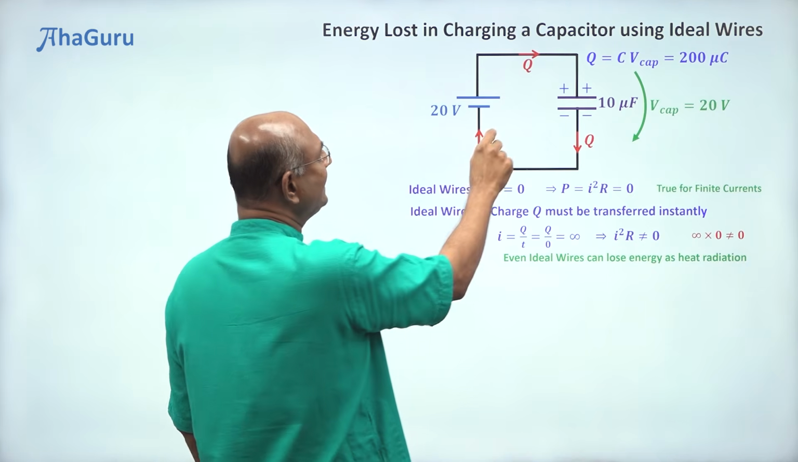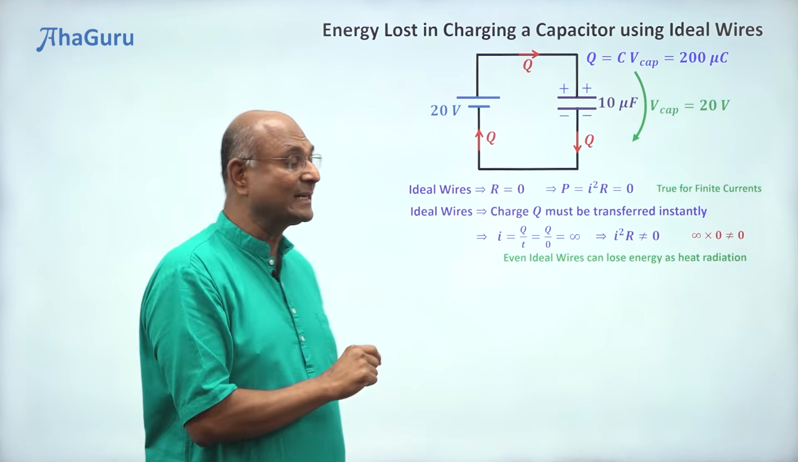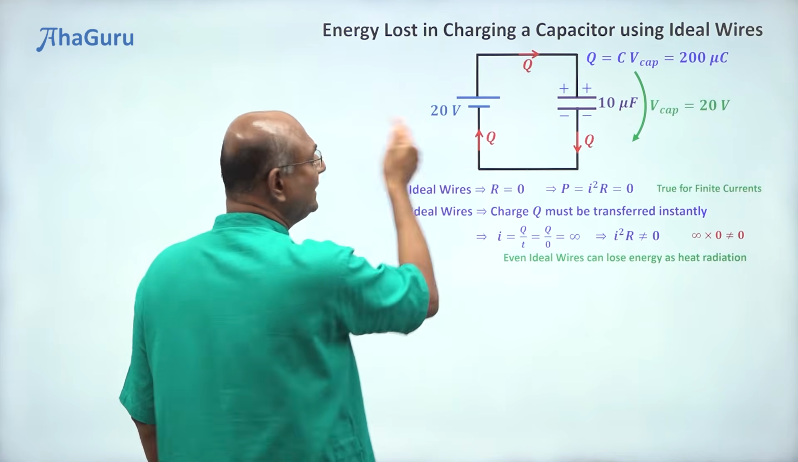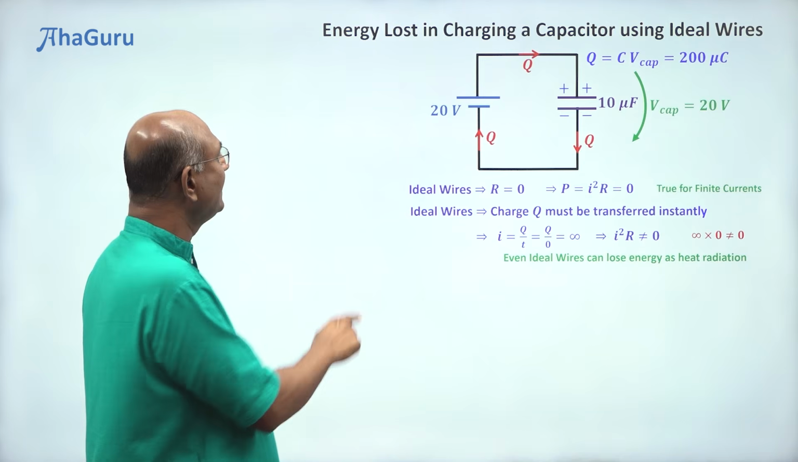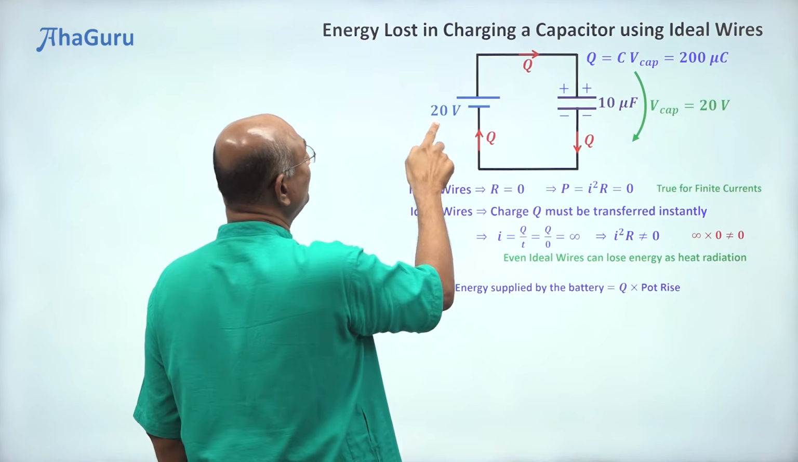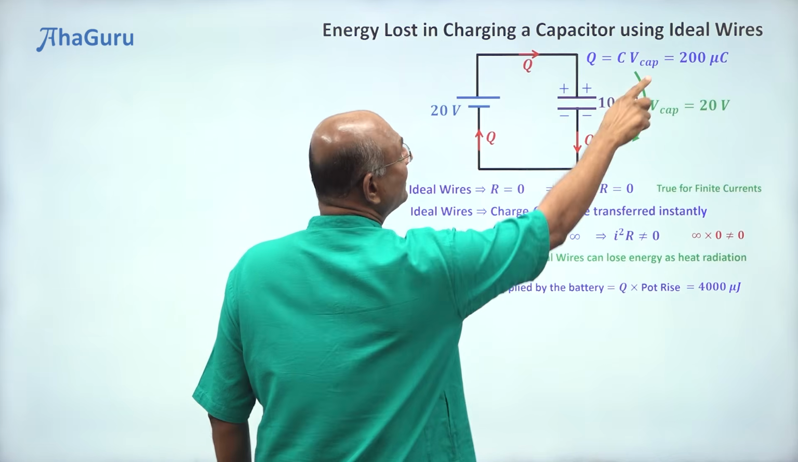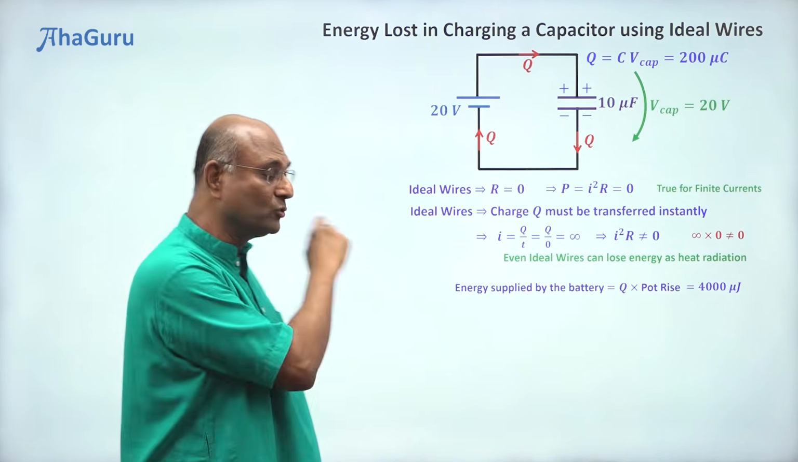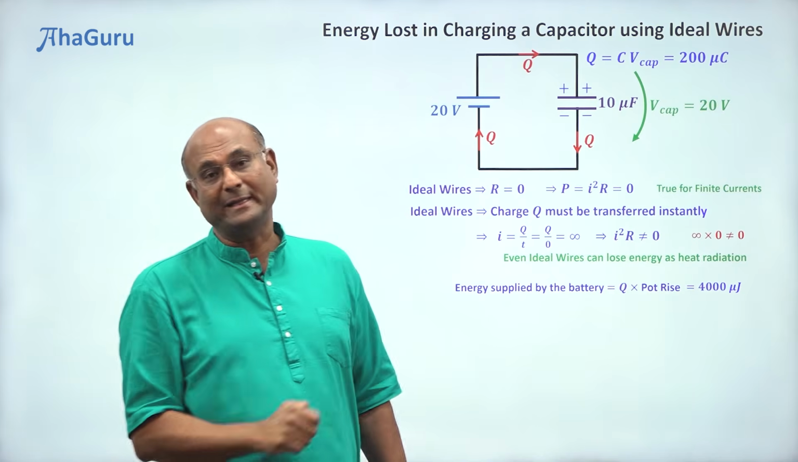Let us calculate the energy that is lost as heat in this situation. So this charge flows through this battery. What is the energy supplied by the battery? Well, it is Q times the potential rise. So it is going to be Q times 20. So you're going to get 200 into 20, 4000 microjoules. This is the energy supplied by the battery.